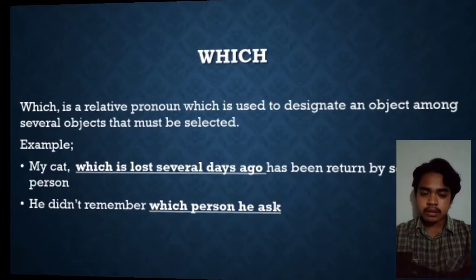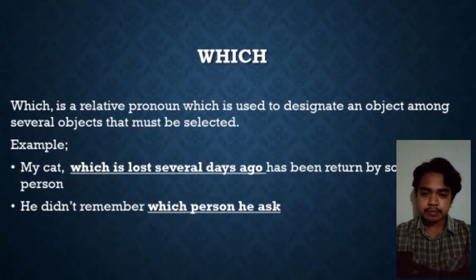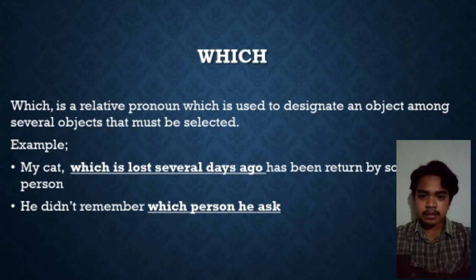The fourth relative pronoun is which. Which is a relative pronoun used to designate an object among several objects that must be selected. For example, my cat, which was lost several days ago, has been returned by some person. The second example, he didn't remember which person he asked.